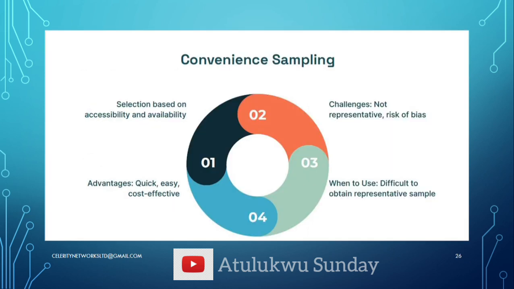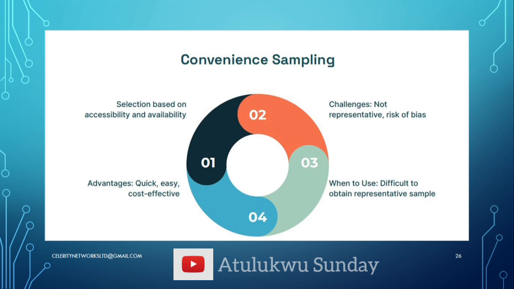Then we have convenience sampling. This is selection based on accessibility and availability. That is, who comes first takes it all. That is all it means. As it is convenient for me, that is how I select, or that is our sample.